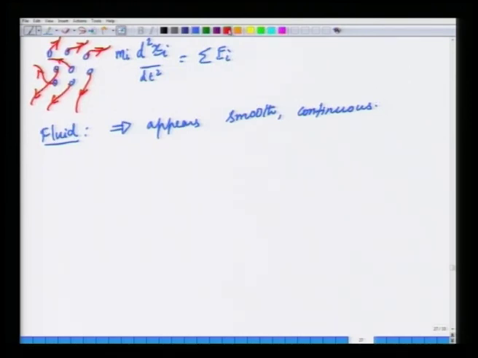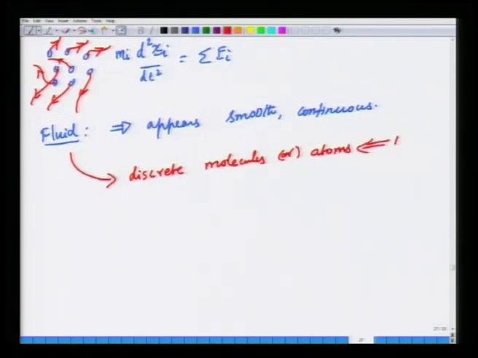But the ultimate reality is a fluid is comprised of discrete entities, which could be molecules or atoms. This is the reality, but we do not perceive this reality using our normal senses. We do see a fluid as a smooth and continuous medium.